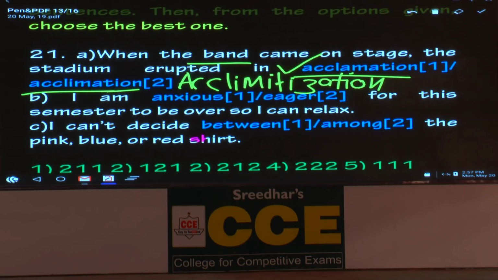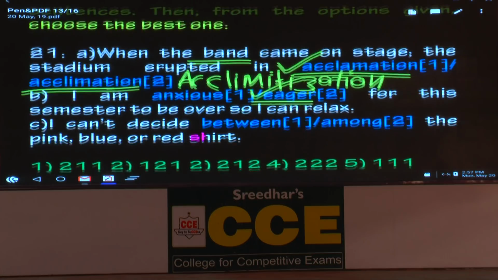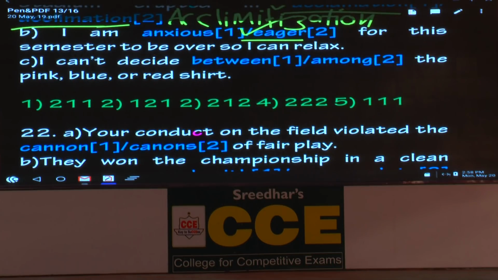Now, I'm anxious for this semester to be over so I can relax. Or, I'm eager for this semester to be over so I can relax. Which one seems right? Second option, not anxious, eager. You're waiting eagerly for this semester to be over. What is the reason? You want to relax. What is the third one? I can't decide, please put a star mark this one.